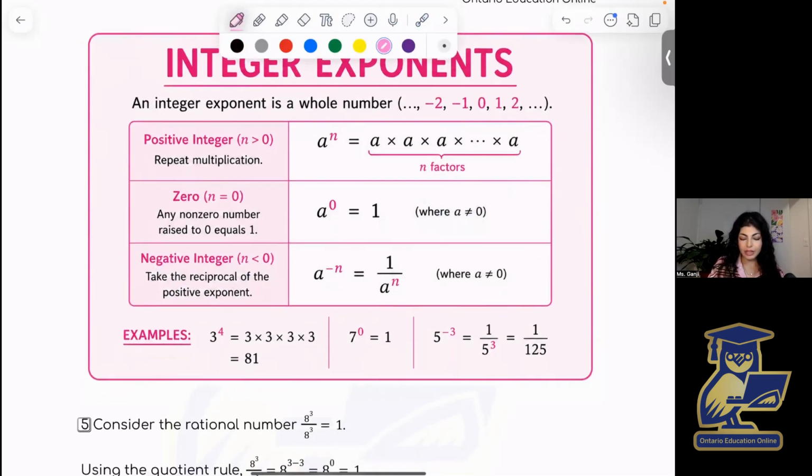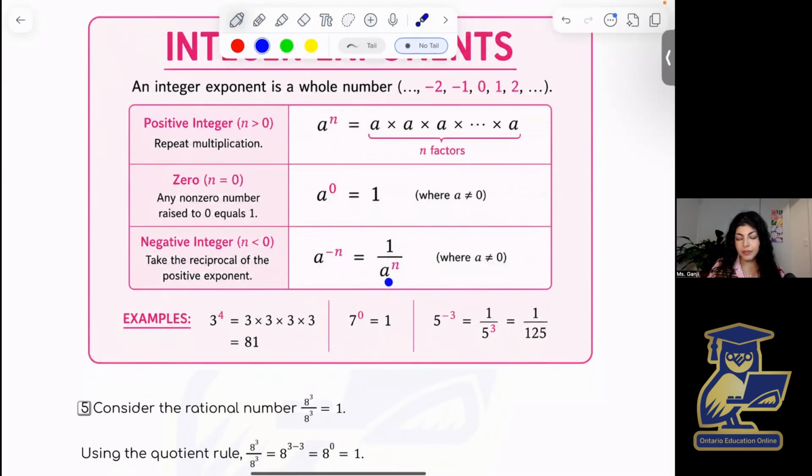So with negative integers, you actually take the reciprocal of the positive exponent. So when you have a to the power of negative n, this is just 1 over a to the power of n. And again, a cannot be 0 because if it was 0, then 0 times itself n times is just 0. So this would be an indeterminate case, so we cannot have 0 in the denominator.